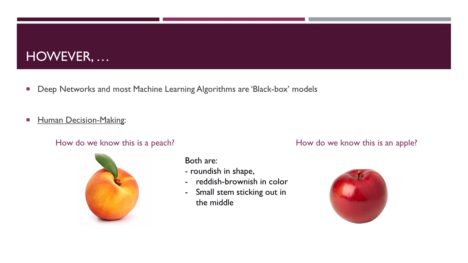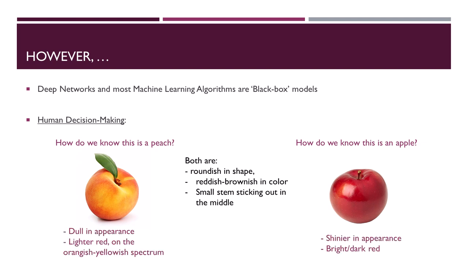In order to understand that, let's take a step back and see how a human being would make a decision, or how a human being identifies objects. Suppose a human being was given the images of the peach and the apple on this slide and asked to identify which is which. They will probably note that both have a round shape, are reddish brown in color, and both have a stem sticking out of them.